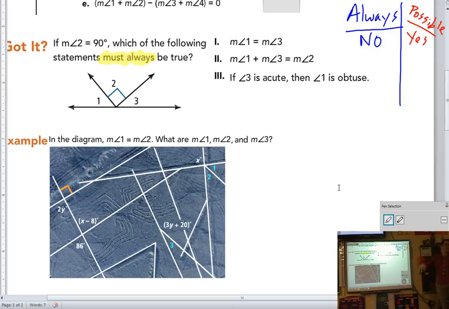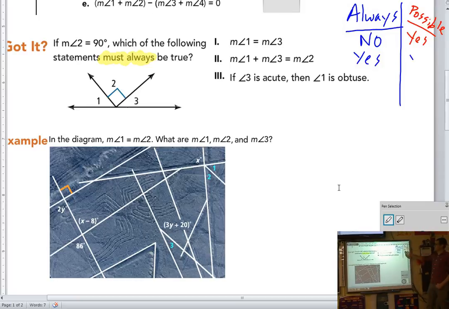Yeah, they both have to be 45s because 45 plus 90 plus 45 makes your 180. Very good. In part 2 there, Noah, angle 1 plus angle 3 equals angle 2. Yes, that is true, because all 3 of them together are 180. And what do we call that? If angles combine to make 180. Supplementary. Complementary is right angles.